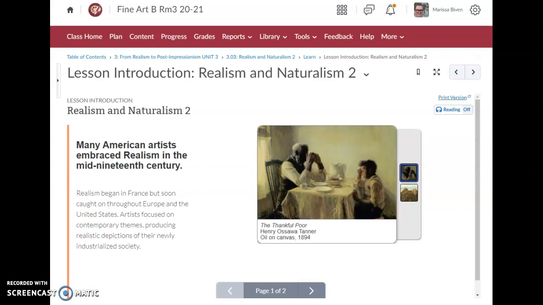This is part 1 of the read-along for Unit 3.03, Realism and Naturalism 2.